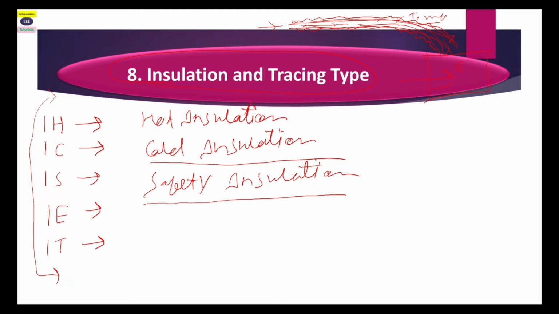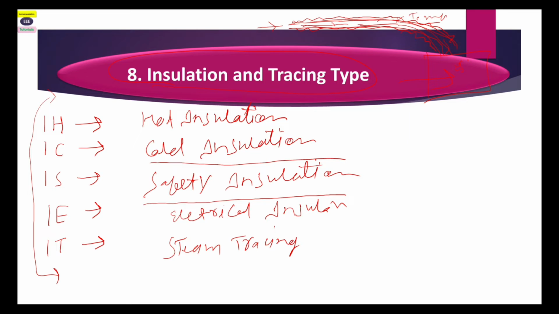Now IE is electrically insulated, meaning the line is electrically insulated. So this is the meaning of IE. IT is the steam trace. Some steam tracing is also available for maintaining the temperature of the fluid. So these are the insulation and tracing types which are generally used in P&ID in a process.